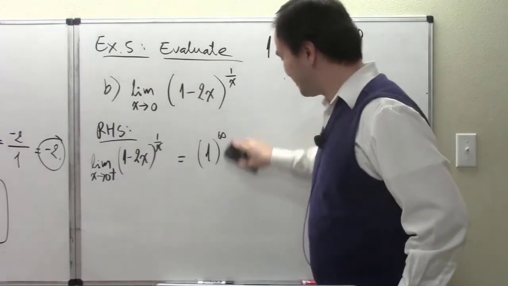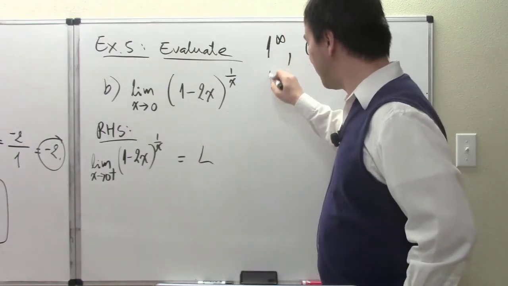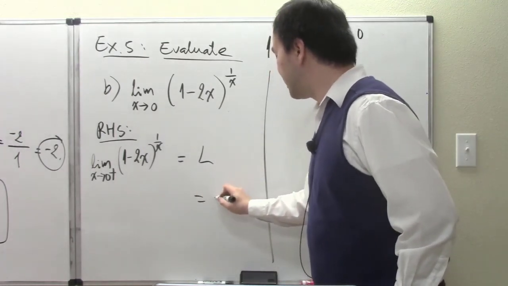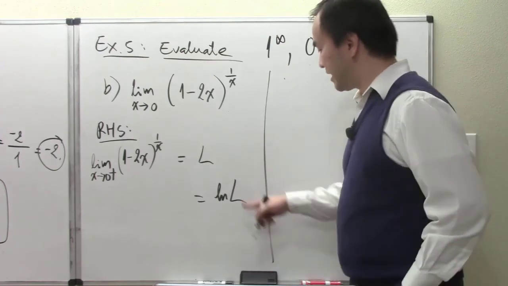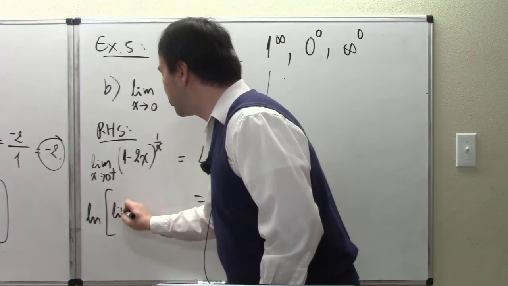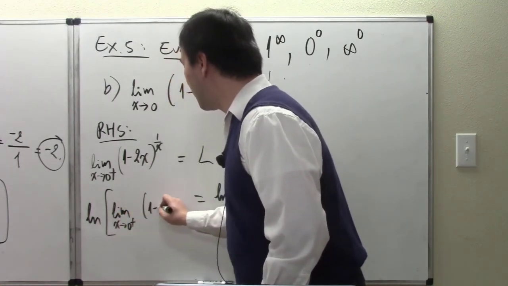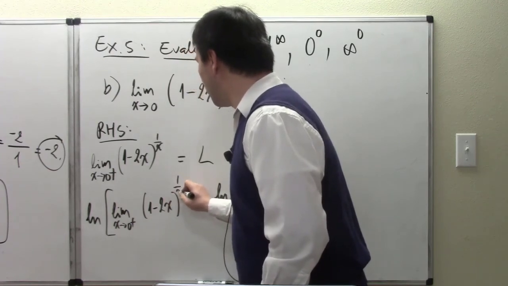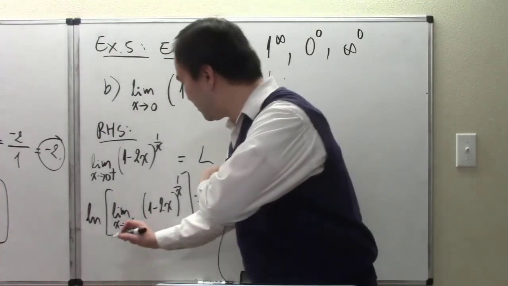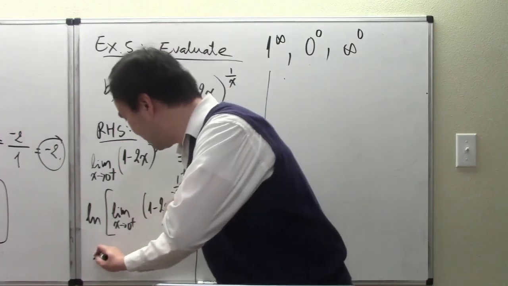And so to handle that, just like how we've done it earlier, I'm going to say if it were equal to an L value, then I'm going to take the natural log of both sides. So natural log of L on the right-hand side, and the natural log of all that limit work, x going to 0 from the right-hand side of 1 minus 2x raised to the 1 over x. That's what it is. And then the rule for taking the logarithm of limits, now we can bring the limit outside.